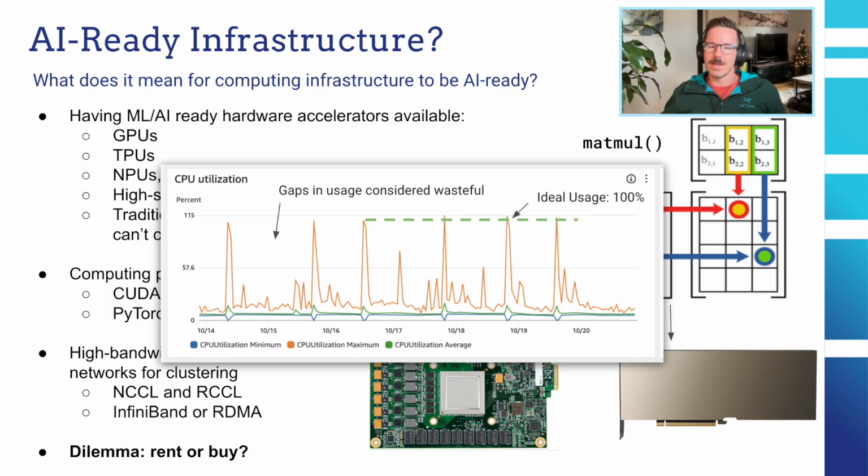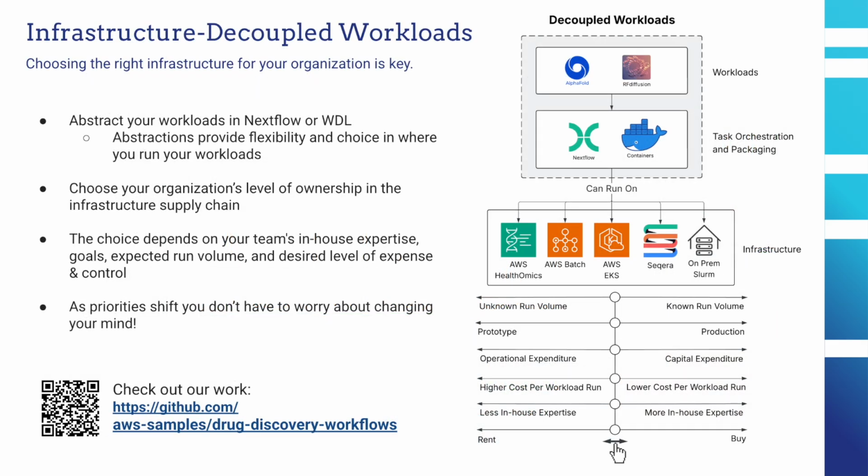Wouldn't it be nice to not have to make a choice, to do both as needed when the underlying economics and market changes? Enter infrastructure decoupled workloads. These are workloads that are agnostic to the underlying compute platform or service that it runs on. Workflow orchestration languages like Nextflow and WDL, combined with containerization tools, can help you abstract your workloads and decouple them from the infrastructure layer, enabling flexibility and choice. This diagram you see to the right illustrates a spectrum of considerations you can use when selecting where your workload executes.